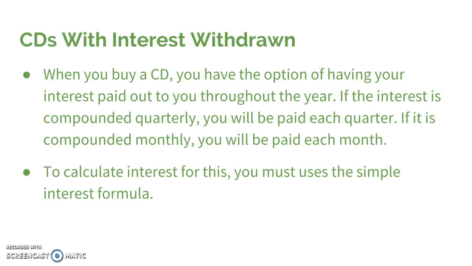All right, CDs. You do have that option of having your interest paid to you throughout the year instead of keeping it in the account. It can be paid right to you. If the interest is compounded quarterly, you will be paid each quarter. If it's compounded monthly, you would get paid each month. To calculate the interest that you would get each month or period, you would use the simple interest formula. So let's practice one of those.